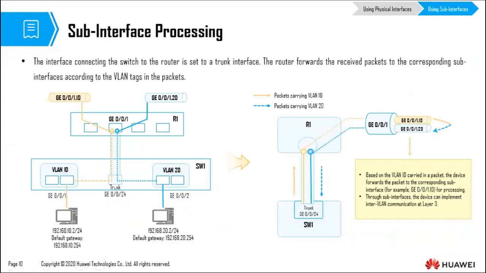So in fact, this is just what I explained to you. So let's see how a sub interface will process a frame. So the interface connecting the switch to the router must be set to a what? The router forwards the received packets to the corresponding sub-interfaces according to the VLAN tags in the packets. So let's see how that is done.